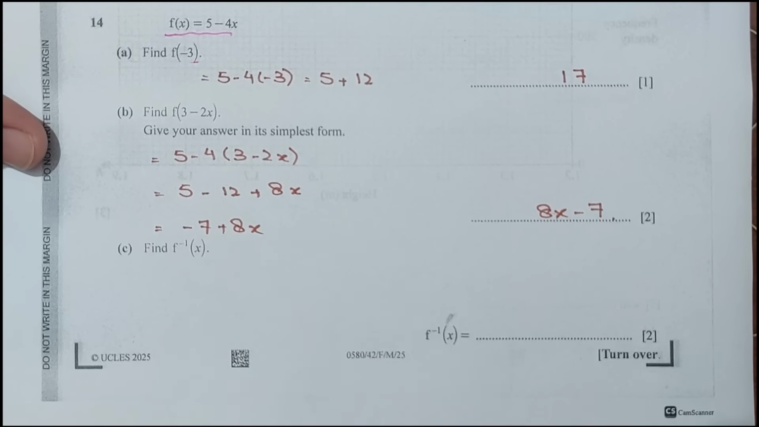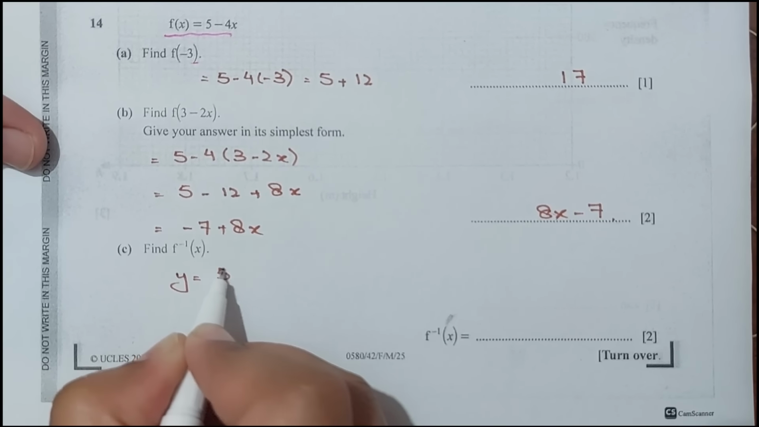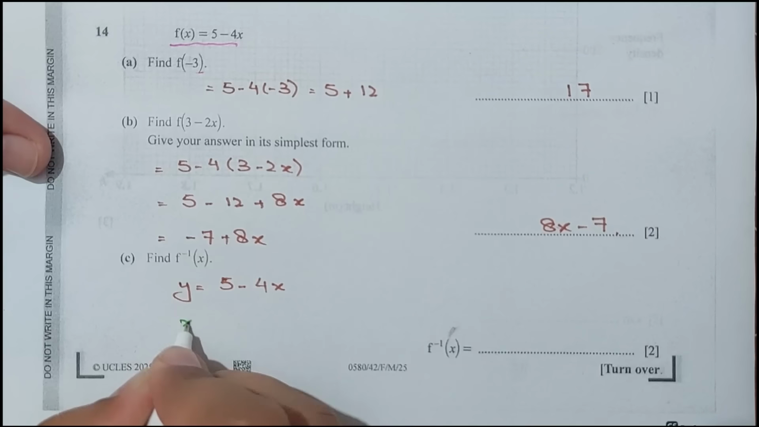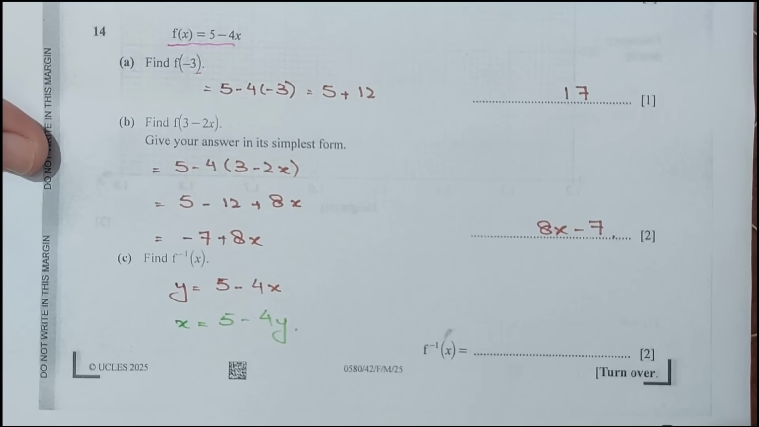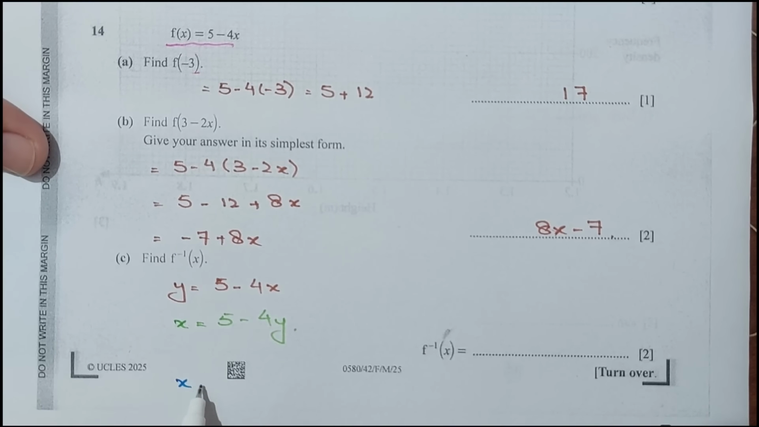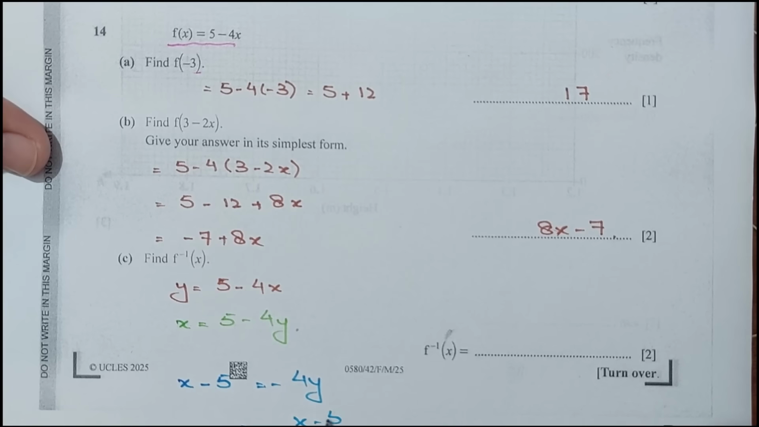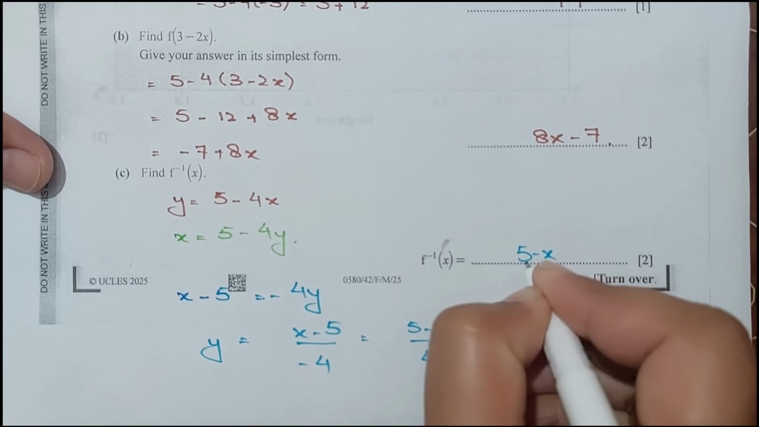Part C, find f inverse of x. For f inverse of x, we can say y equals f of x, which is 5 minus 4x. Now we have to switch the variables. So x should be equal to 5 minus 4y. Now you have to solve for y in the next step. So x minus 5 is negative 4y, and the y value is x minus 5 over negative 4, or we can say 5 minus x over 4 if you absorb the negative sign in the numerator. This is f inverse of x, 5 minus x over 4.